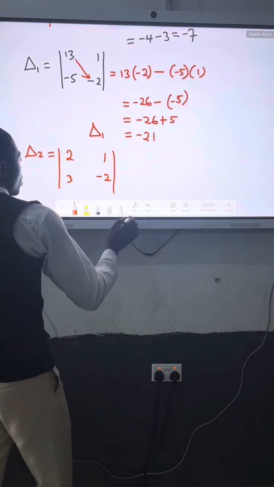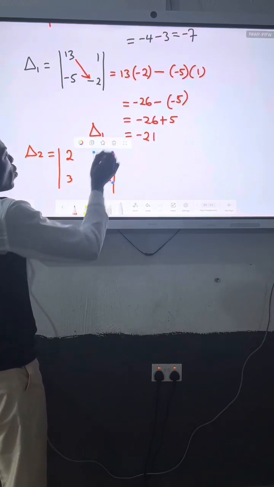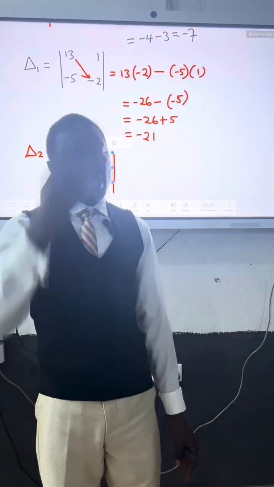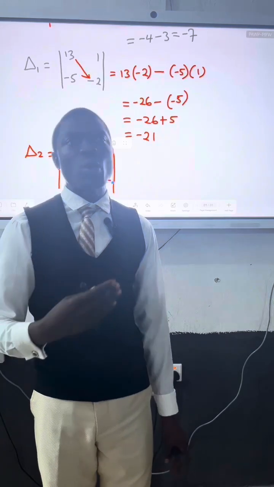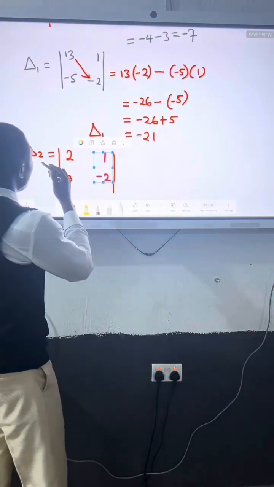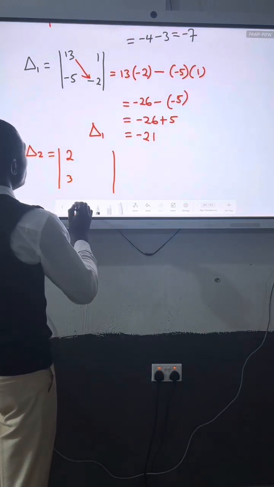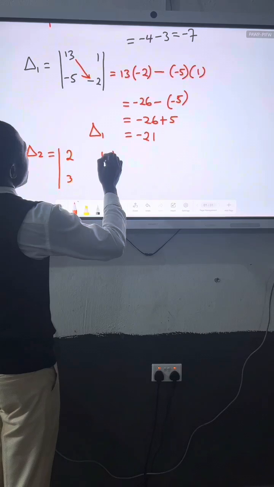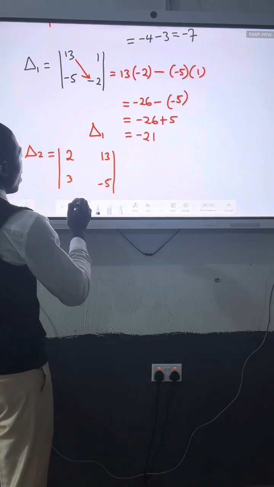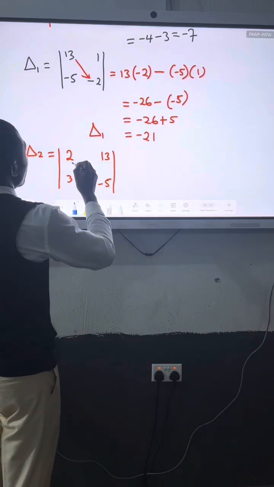But for you to find delta 2, you need to delete the second column this time around. When we wanted to find delta 1, we deleted the first column, and then we replaced it with the constants of equation 1 and equation 2. We put it vertically to represent that column. So now for delta 2, we are deleting the second column and replacing it with that same 13 and minus 5. We put it in the second column and still go ahead and find the determinant of the matrix. Let's go from left to right.